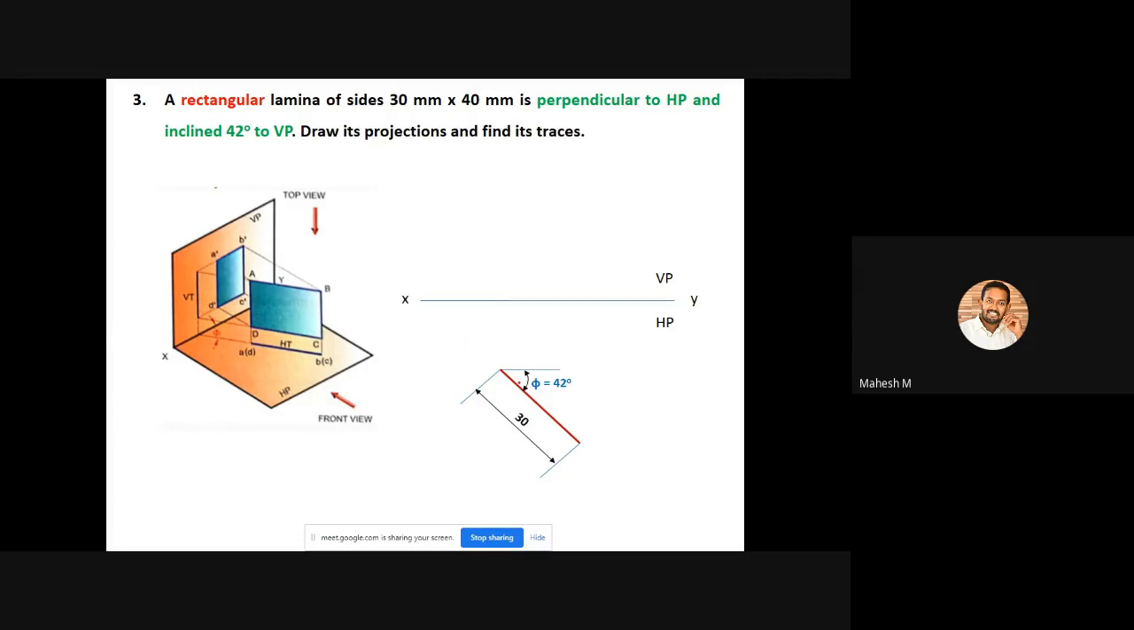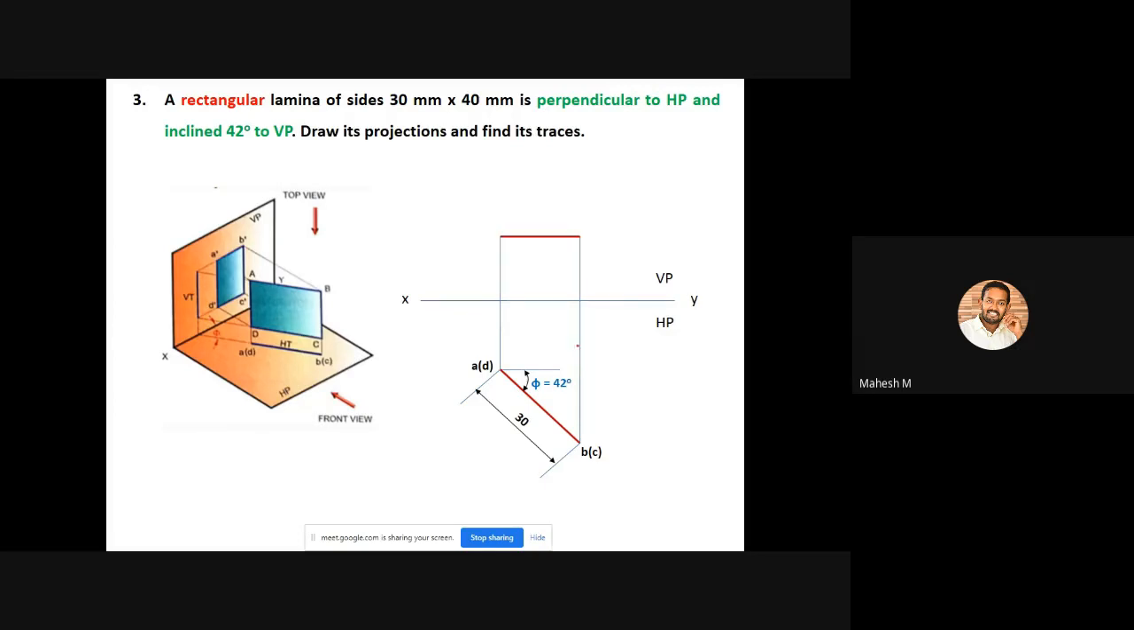So you can create an inclined line with a length of 30 mm and mark the notations like this. Looking from the top view direction, you can see the A point and B point, but you can't see the C point and D point. So mark the first point as A bracket D, and the second point as B bracket C. Then project these two points up to the front view position.